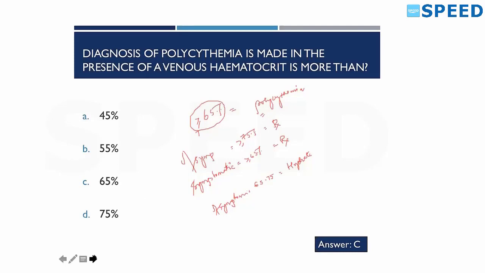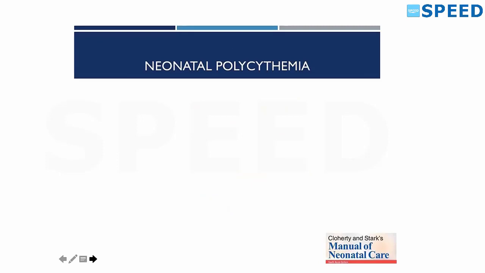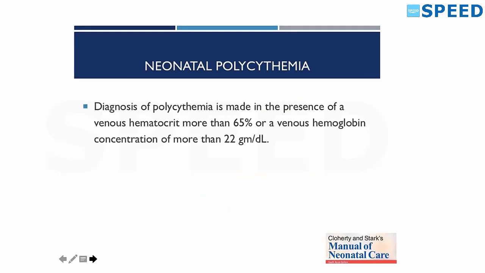Again, to reiterate, the Flaherty and Stark's Manual of Neonatal Care defines polycythemia as a venous hematocrit value of more than 65%, or in terms of hemoglobin, a concentration of more than 22 gram per deciliter of hemoglobin constitutes neonatal polycythemia. You also know that normal hemoglobin values are different for different age groups, including the effect of prematurity. So, in terms of standard deviation, if the hemoglobin is more than 2 standard deviations above the mean, then also we'll consider the diagnosis of neonatal polycythemia.